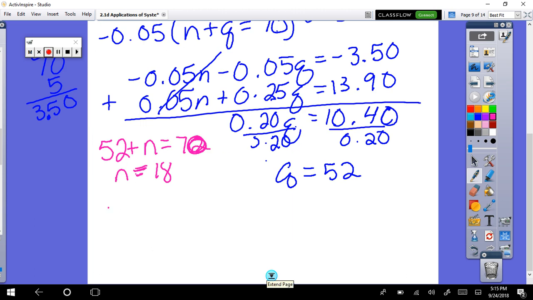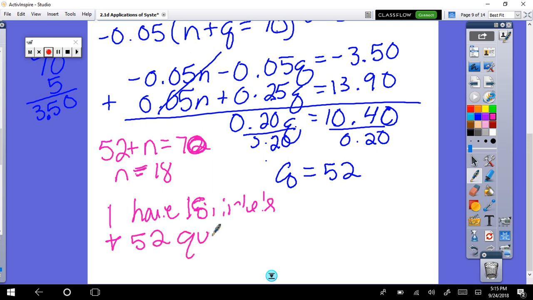So final answer, 18 nickels and 52 quarters.